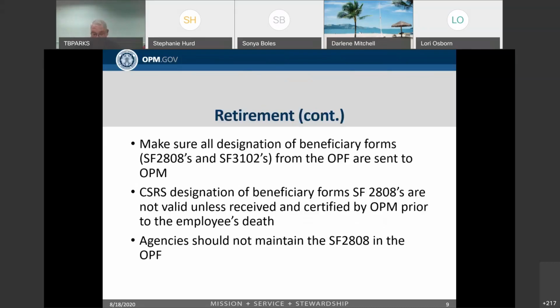Remove all designations from the OPF. Make copies to place back in the OPF. Please send all the designations for retirement that are in the OPF to OPM with that package. CSRS designation of beneficiary forms, or those 2808s, are not valid unless they're received and certified by OPM prior to the employee's death. So we should already have those. Those should have been sent to us whenever they were submitted to the agency. So you probably won't find those, but 102s probably would still be in that OPF.